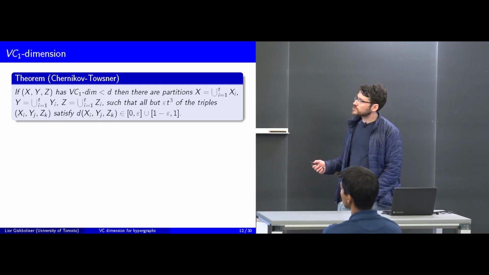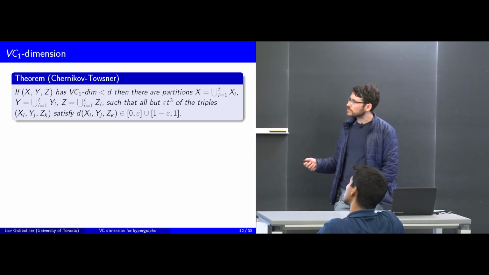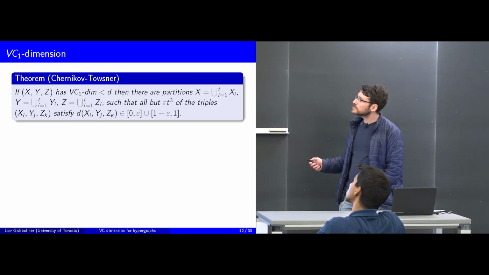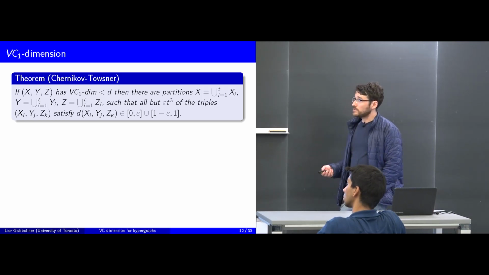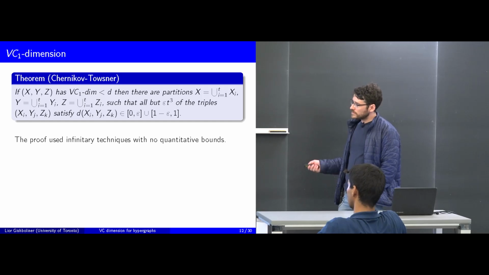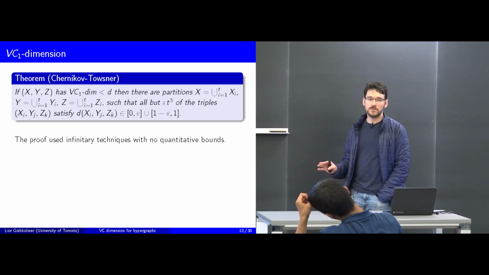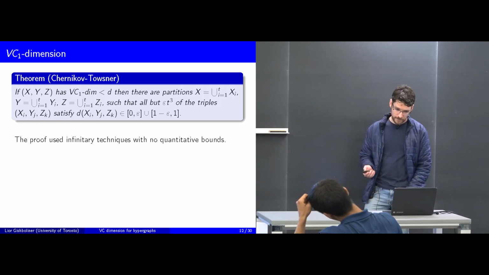So if the VC1 dimension is bounded, then there is a partition. So essentially, there is a homogeneous vertex partition. OK, so it's the same story. You can partition x into t sets. You can partition y into t sets and z, such that almost all of the triples, xi, yj, zk, have density close to 0 or 1. And the question is, how does t depend on epsilon? And in their proof, they used infinitary techniques. So this gives no explicit bound on t as a function of epsilon.